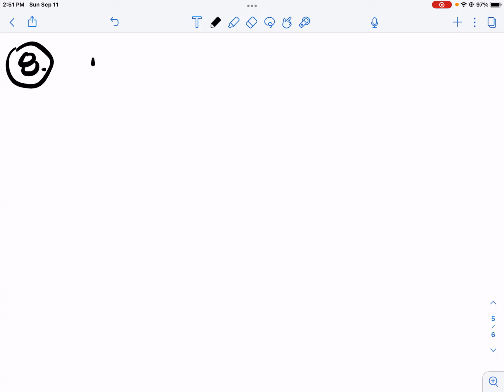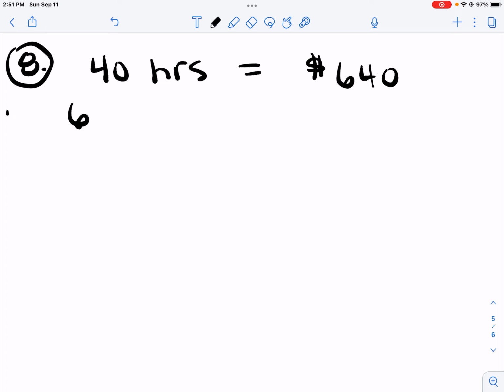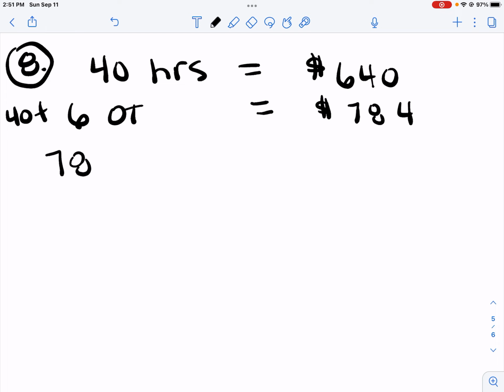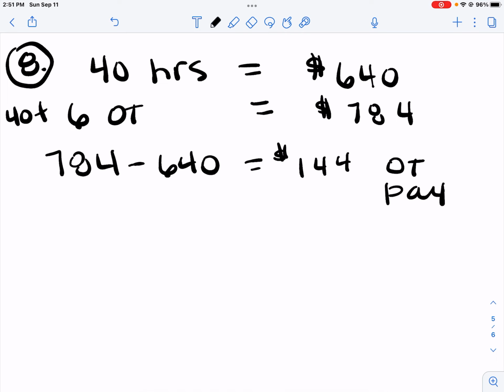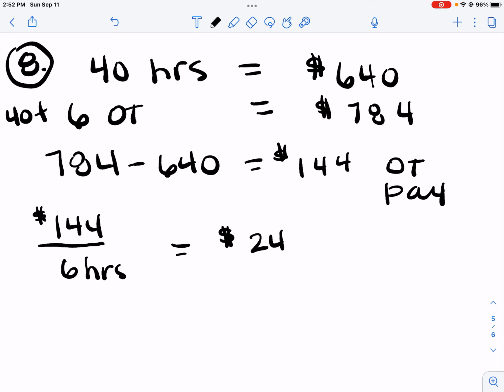Okay. A check for 40 hours is $6.40. Okay. A check for 40 hours plus 6 overtime is $7.84. Okay. What's the overtime pay per hour? Okay, so if we subtract, we get $144 of overtime pay. Okay, so $144 divided by 6 hours will give us the overtime pay. So that means 24 per hour is the overtime rate.